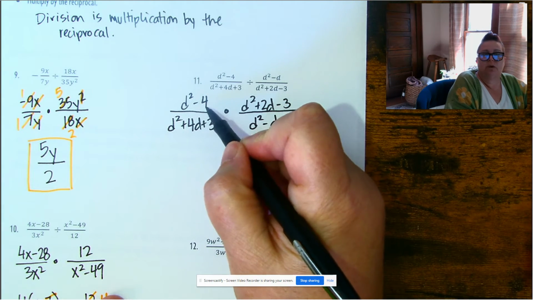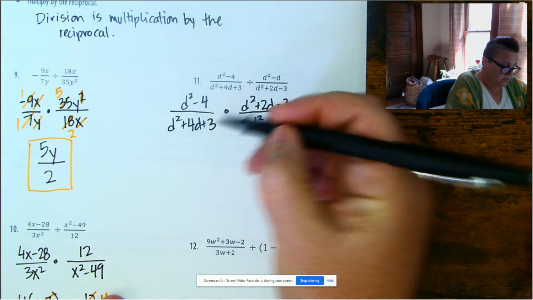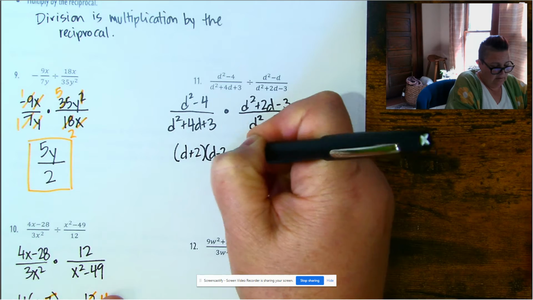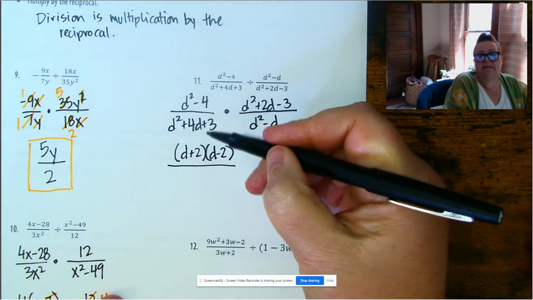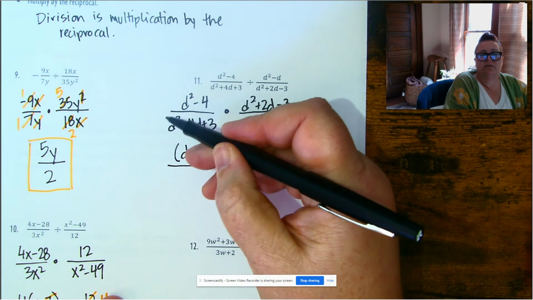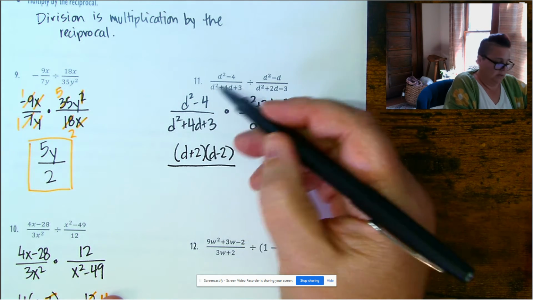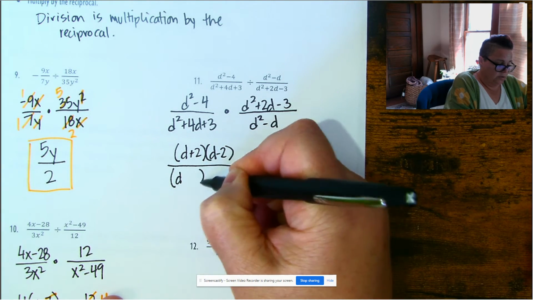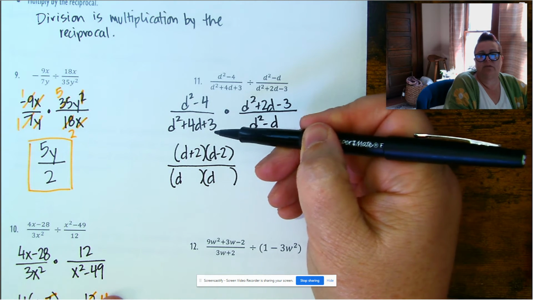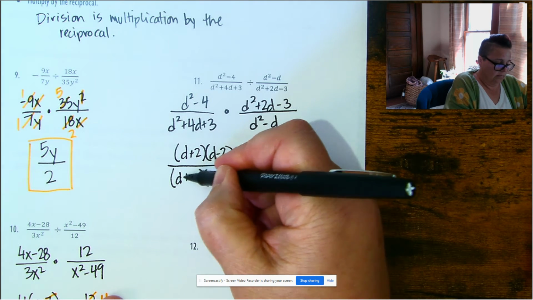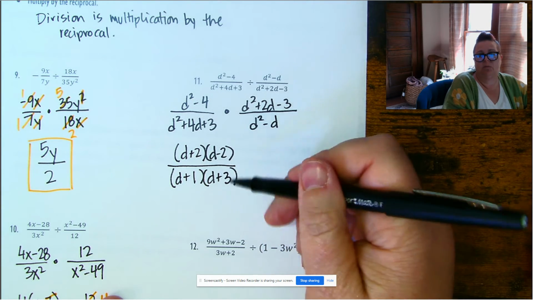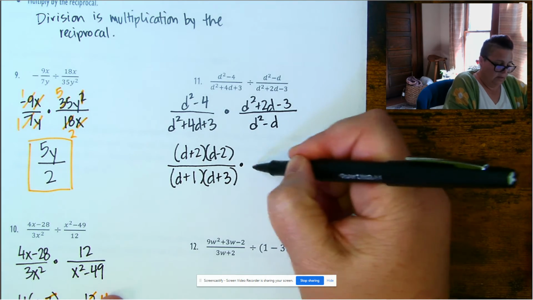D squared minus 4. D is squared, 4 is 2 squared. This is the difference of two squares. Then in the denominator, I have a d squared plus 4d plus 3. This is a 1. It is a d squared and a trinomial. So this should or could factor into two numbers that multiply to give me 3, but add to give me 4. Yep. 1 times 3 is 3. 1 plus 3 is 4. That works.